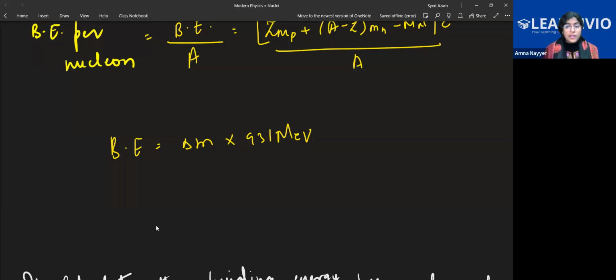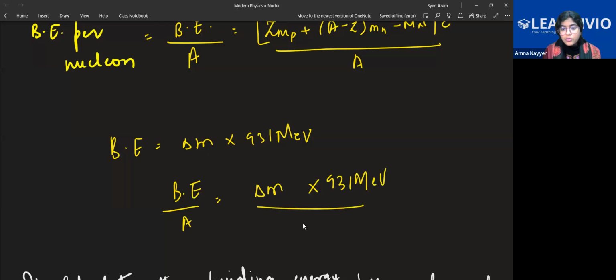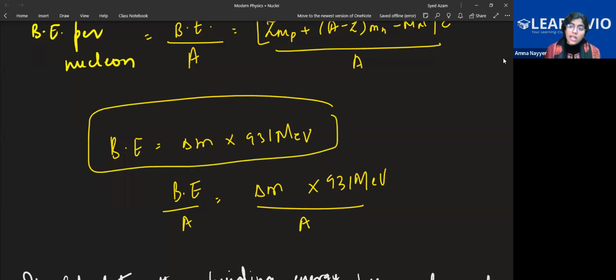Now, if I want to say binding energy per nucleon here, I'll take mass defect into 931 mega electron volt and I'll divide it by the mass number. Remember this, this is the binding energy per nucleon. I'll repeat this in the notes. Let's come to the notes.